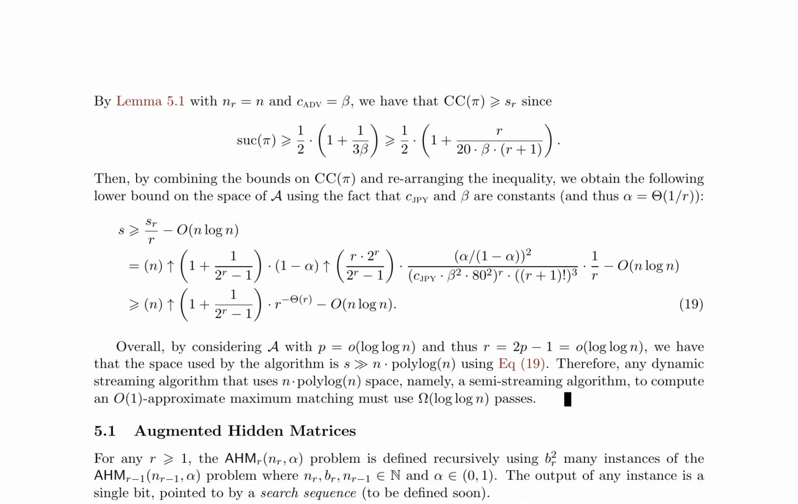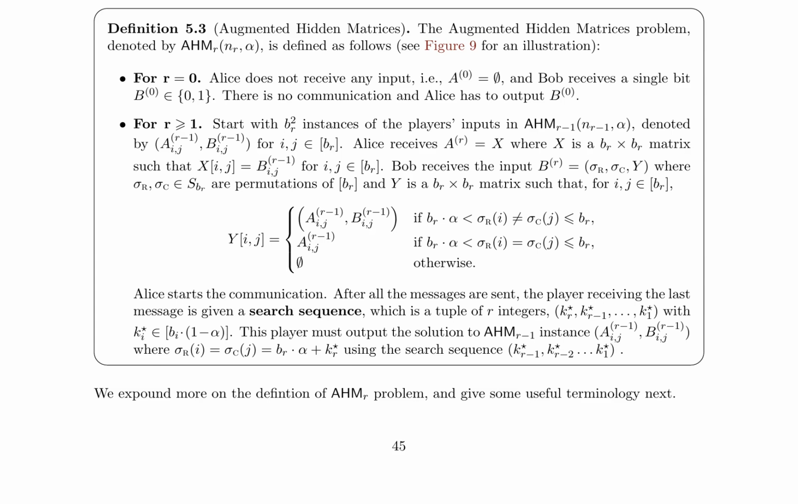The problem involves Alice and Bob receiving inputs and engaging in a communication protocol to solve a hidden matrix problem. The inputs and communication protocol are defined in detail, with the base case being r equals 0, where Alice does not receive any input and Bob receives a single bit. For r greater than or equal to 1, the problem is defined in terms of b_r squared instances of the AHM problem with r-1, denoted as A_{r-1,(i,j)}, B_{r-1,(i,j)} for (i,j) an element of [b_r].